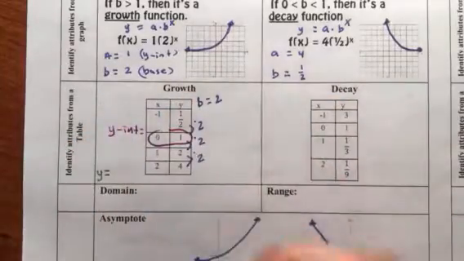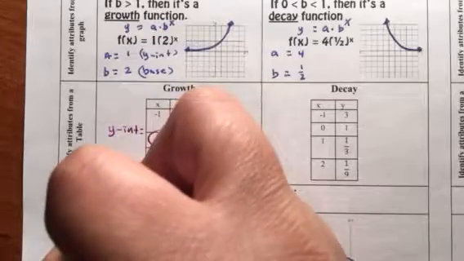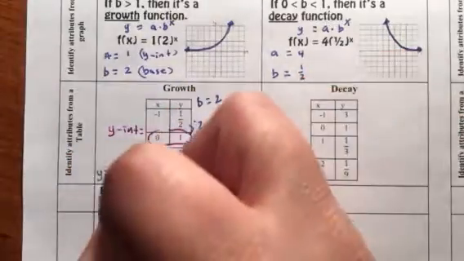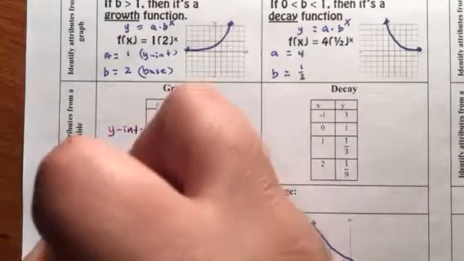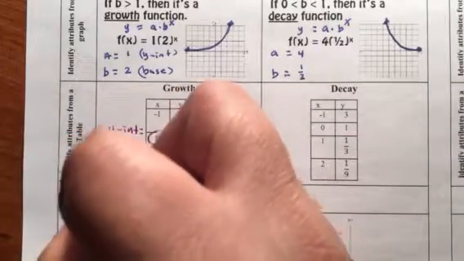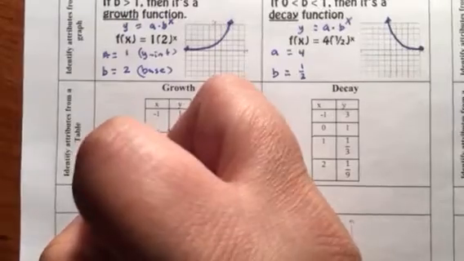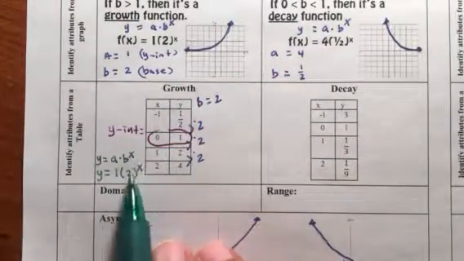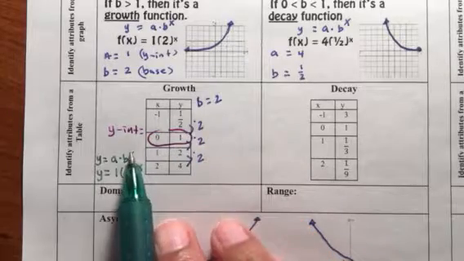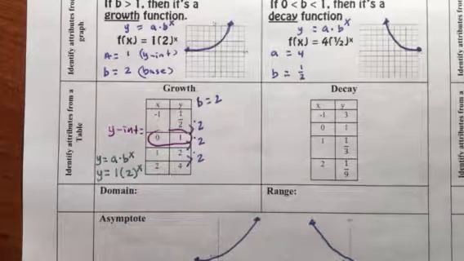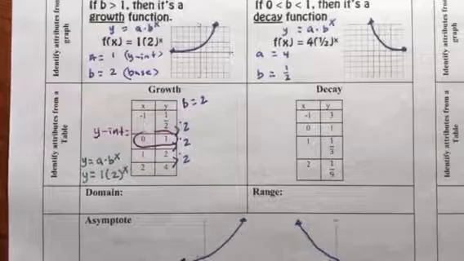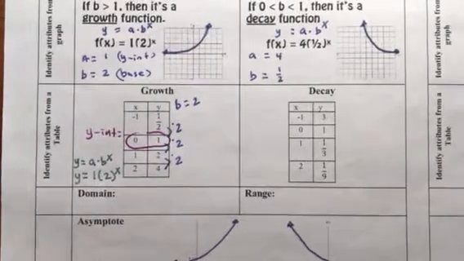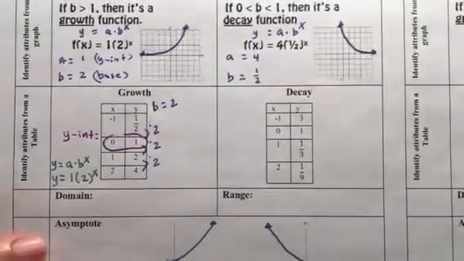Y equals 1 times b, which is 2 to the x power. And I'll write this equation just so that you guys know where I'm getting these numbers from. So our a is 1, our b is 2, and it's always raised to the x power because it's an exponential function. If it's not raised to the x power, then it's not an exponential function. Okay, so let's take a look at the next one.